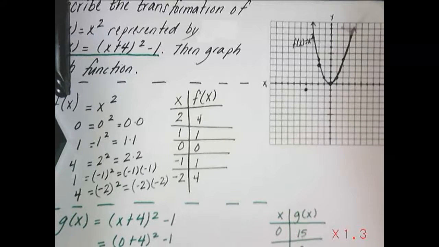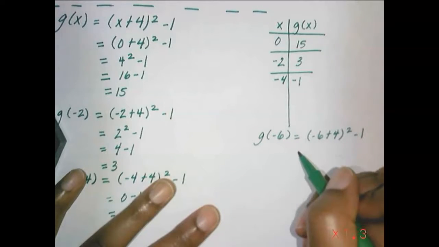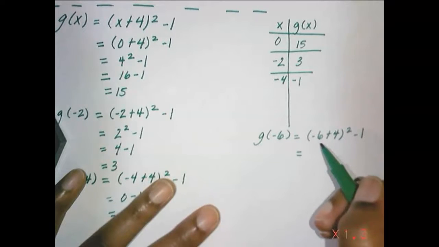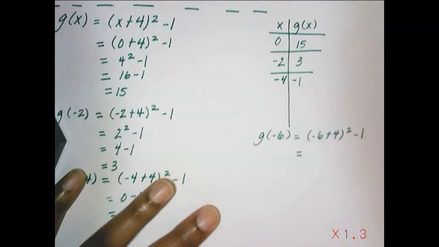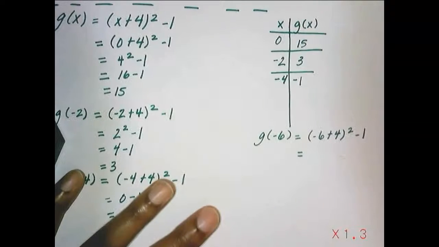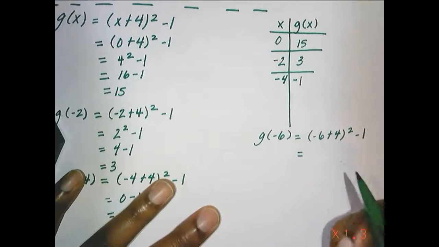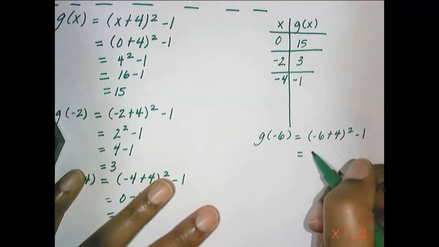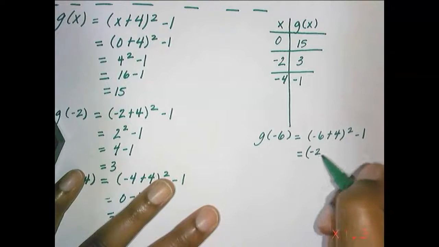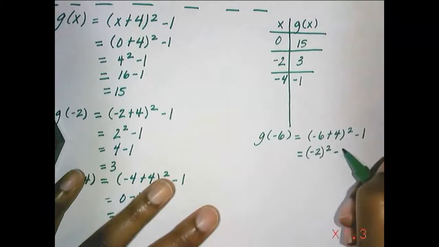I'm going to do that off camera. Actually, I decided why not do it on camera for you so you can see it. A -6 plus 4 is going to give us a -2, and a -2 squared minus 1.